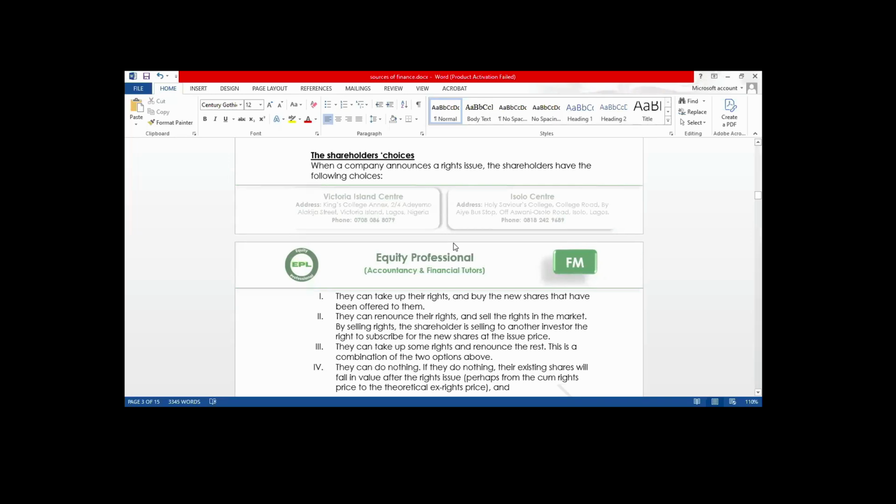The shareholders have a choice whether to subscribe or not to subscribe. That takes us to the shareholders' choices. There are 4 options open to shareholders when a company announces a rights issue.